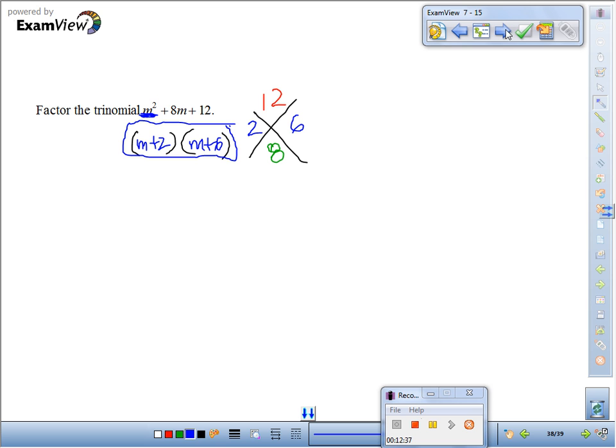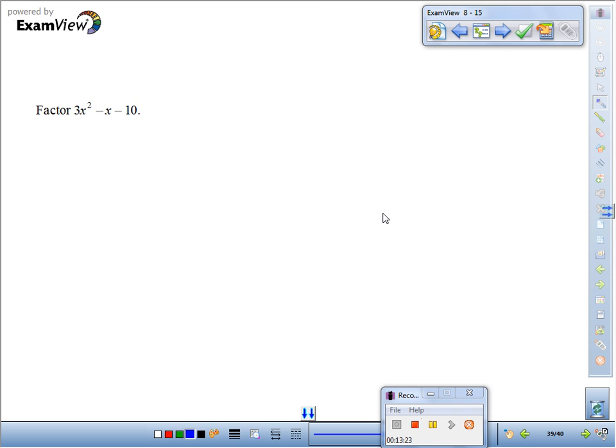Let's do another one, number 8. Factor 3x squared minus x minus 10. 3x squared minus x minus 10. Pete, pass that to someone. Luis?